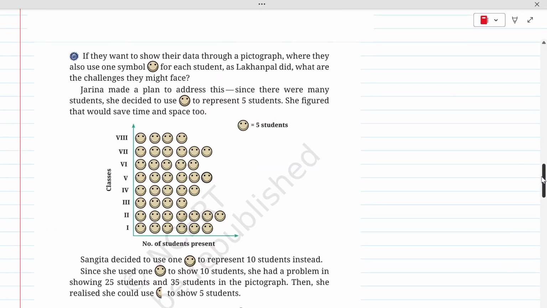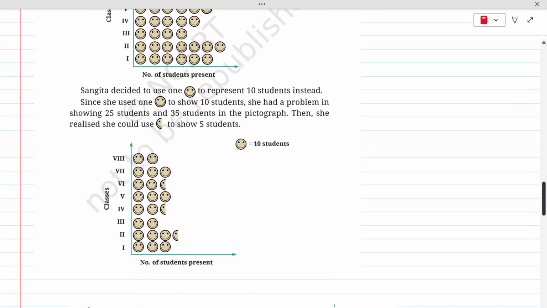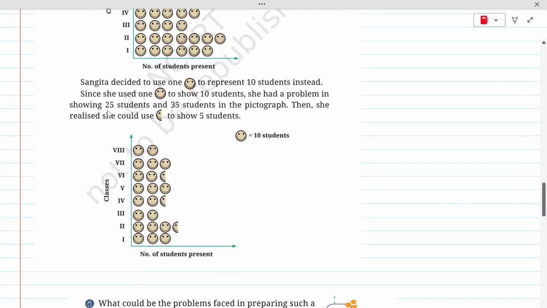Okay, so I hope you understand. What they are doing is this: the girl Zarina is using one smiley to represent 5 students, whereas the other girl Sangeeta is using one smiley to represent 10 students. And while doing so, she is facing difficulty representing 25 and 35 students because they are not exact multiples. See, okay, let us try to plot 25 students and 35 students here.